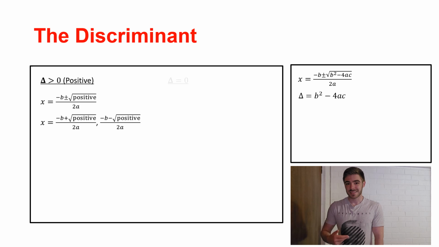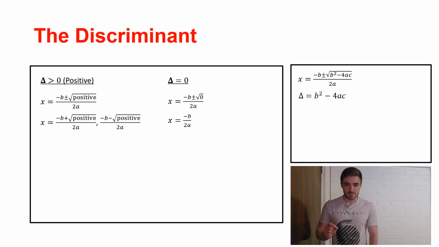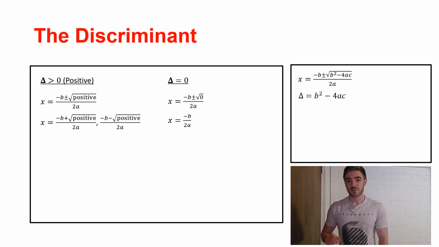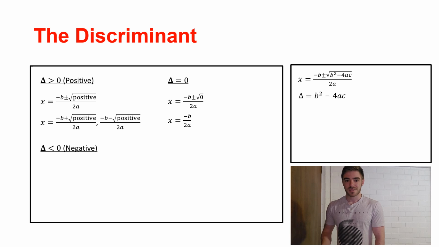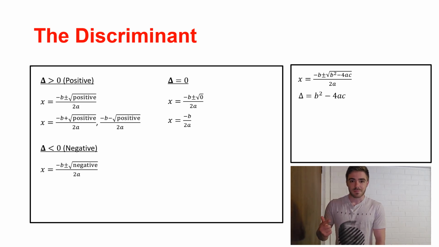If the discriminant is equal to 0, then the square root term disappears altogether, in which case all you're left with is negative b over 2a, and thus you only have one solution. And if the discriminant is negative, then the inside of your square root has become negative. We've already seen earlier that means you have no real solutions, hence the quadratic has no solutions.